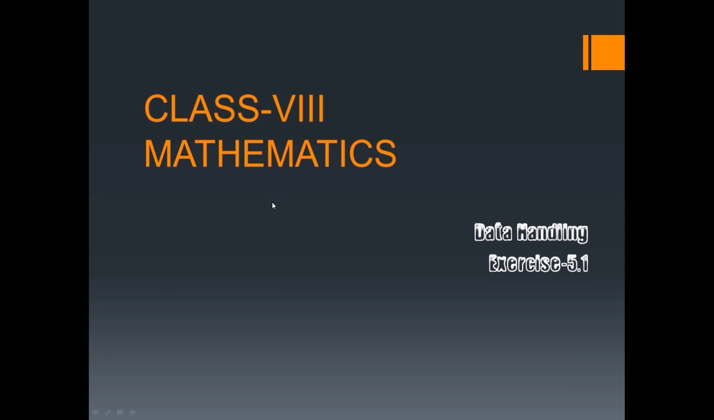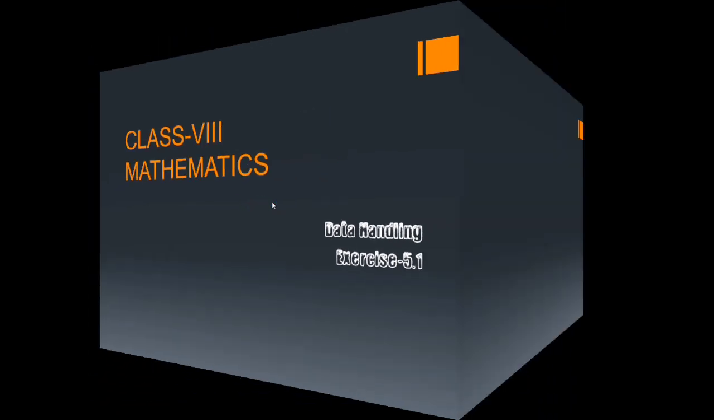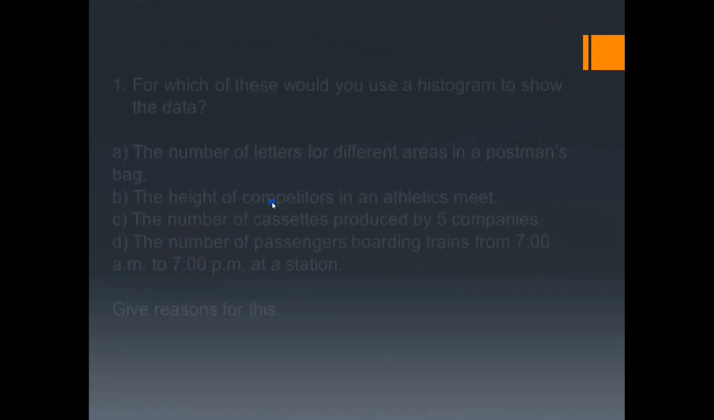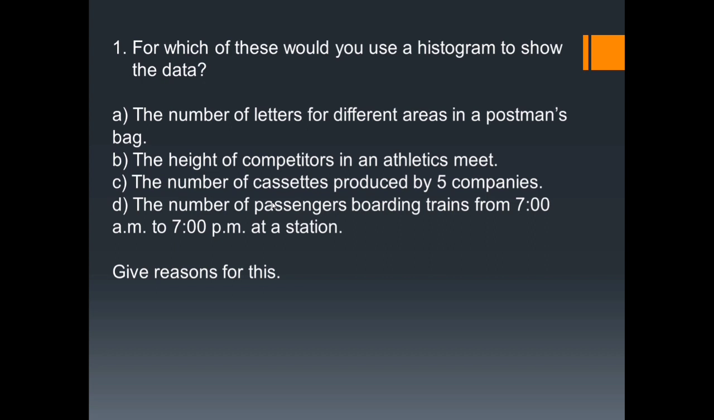Come on, let's see question number 1, exercise 5.1. What is there in this question? Alright, here the question is, for which of these would you use a histogram to show the data? Number A, the number of letters for different areas in a postman's bag. Number B, the height of competitors in an athletics meet. Number C, the number of cassettes produced by 5 companies. Number D, the number of passengers boarding trains from 7 a.m. to 7 p.m. at the station.